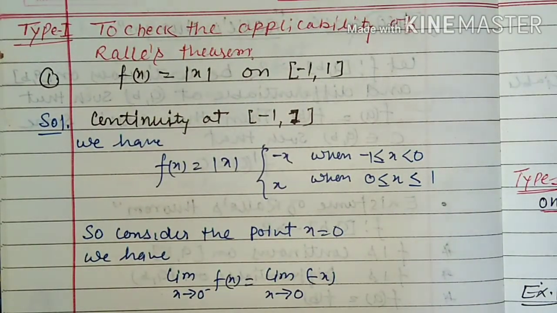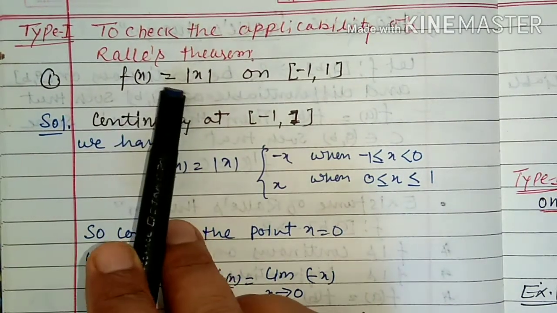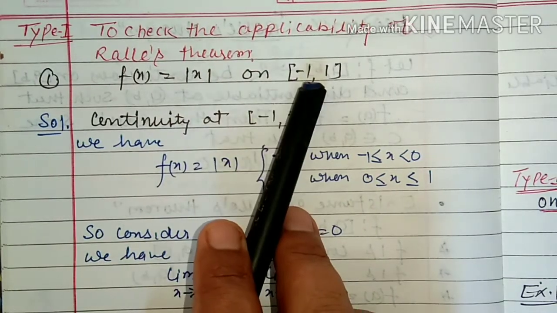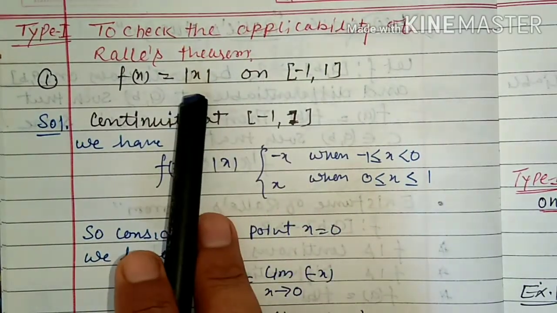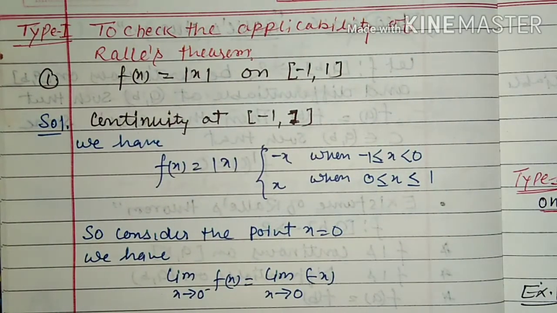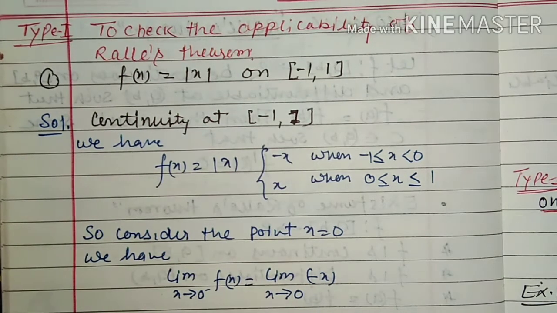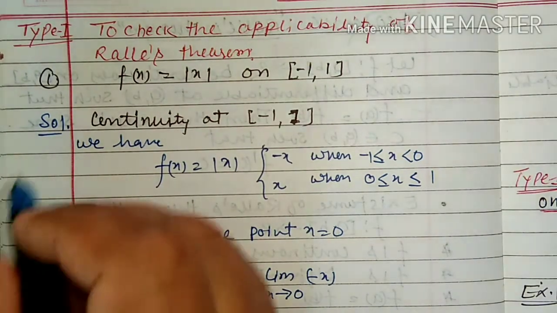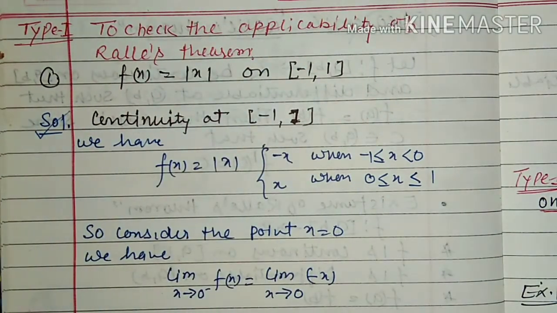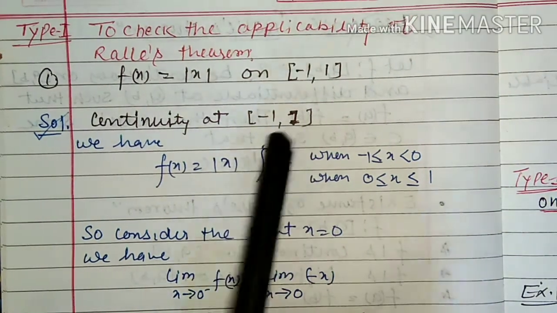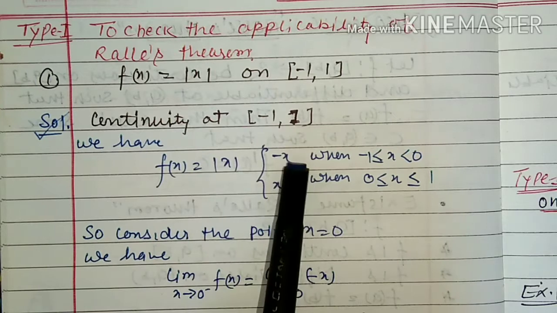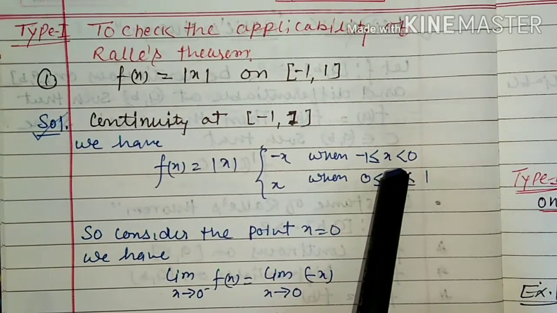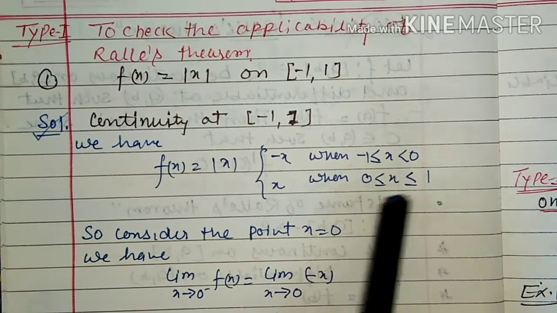Clear? Whether Rolle's theorem is applicable for that or not. For that, f(x) is equal to the modulus of x, on the closed interval -1 to 1. So we have to check whether the modulus function of x is applicable for Rolle's theorem or not. What is the first step? First we have to find out the continuity of the function, whether it is continuous or not. First of all we will see that this function can be written as -x when it is between -1 and 0, and x when it is greater than 0 and less than 1.